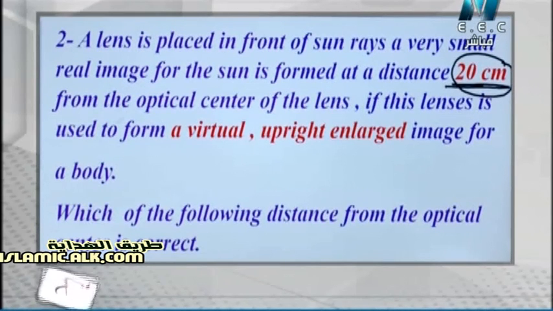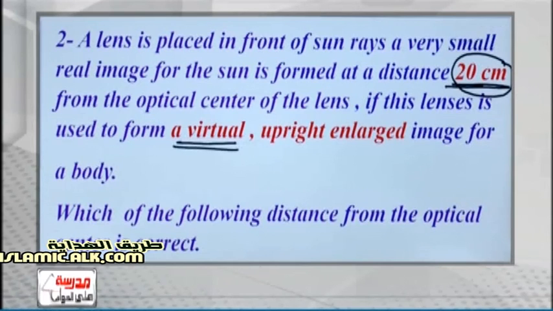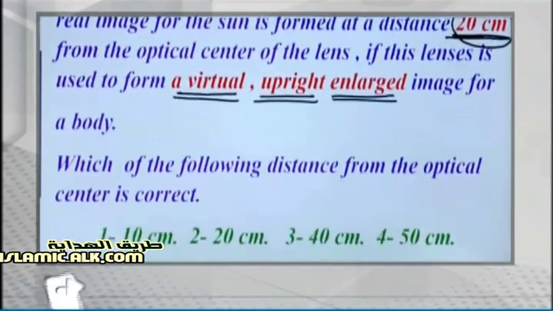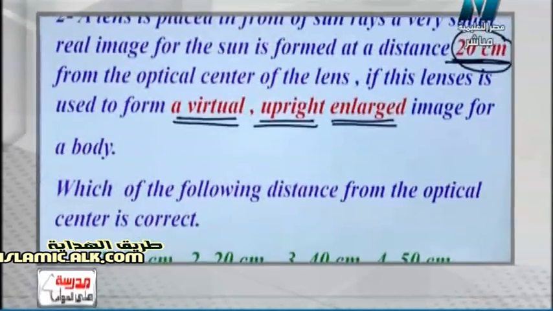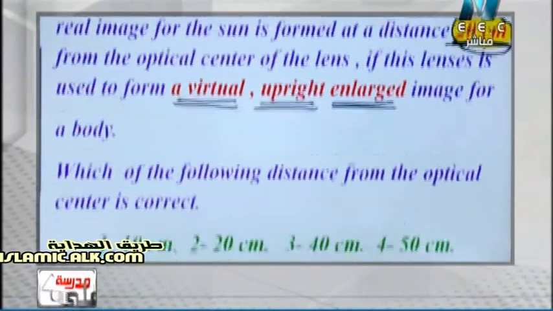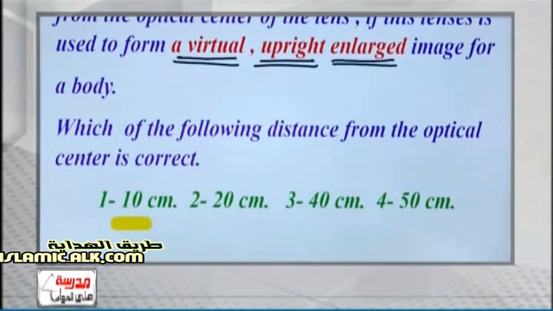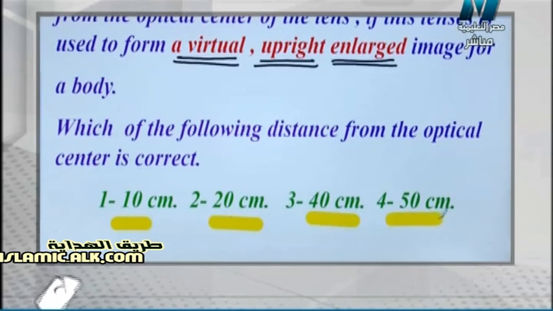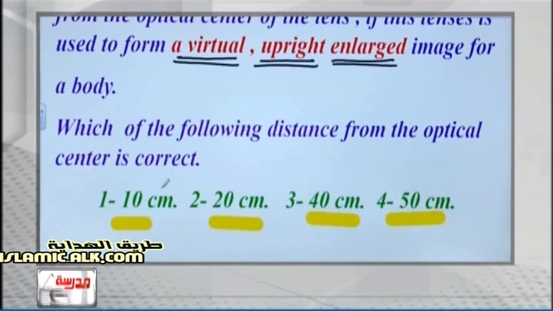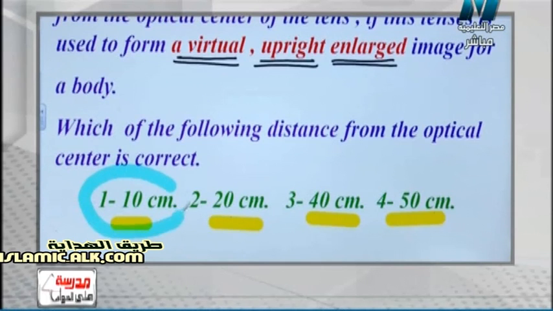If this lens is used to form a virtual, upright, enlarged image, we have only one case to obtain it: if the object is at a distance less than the focal length. Less than how many? The focal length, which equals 20 centimeters. We have four numbers: 10, 20, 40, and 50. So we will use the number less than 20, so we answer 10 centimeters.